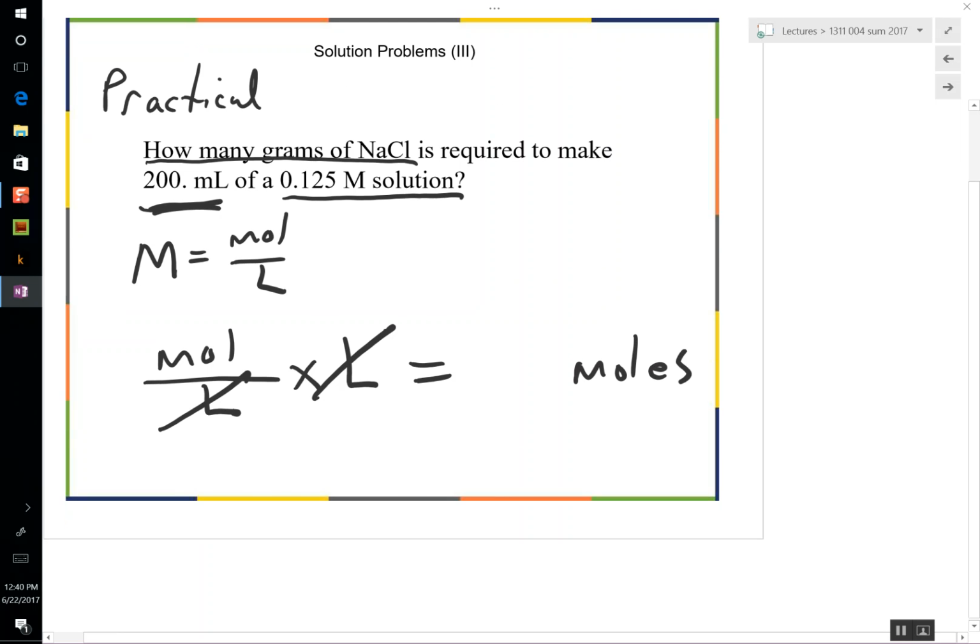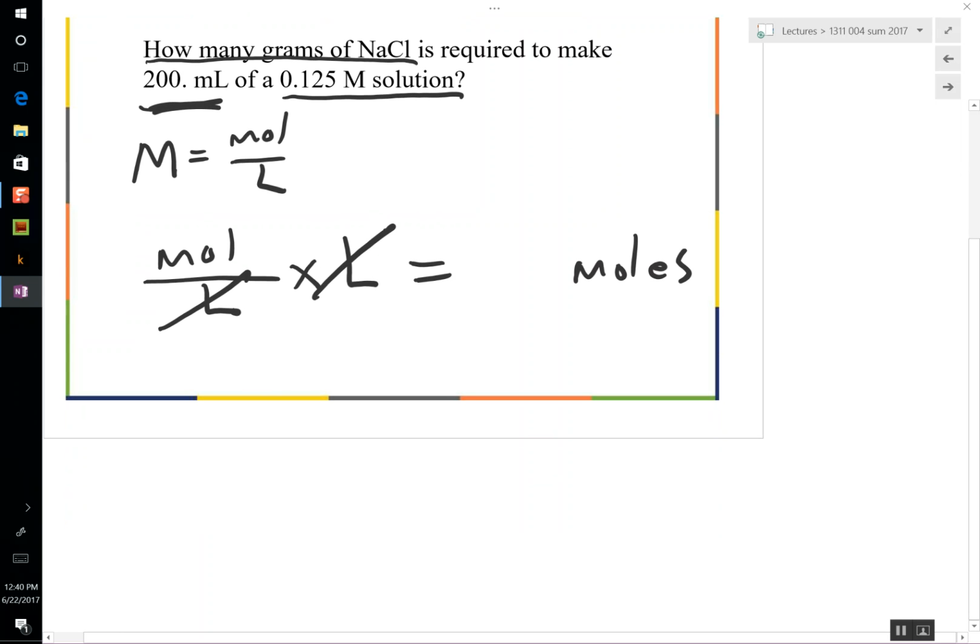All right, so how does that factor into this problem? There's molarity, 0.125 molar sodium chloride solution. We want 200 milliliters of it. So let's take our 0.125 molar. Now remember, when I see a capital M there, what you should be seeing is moles per liter. Okay? I'm going to multiply that by 200 milliliters, which is how many liters?